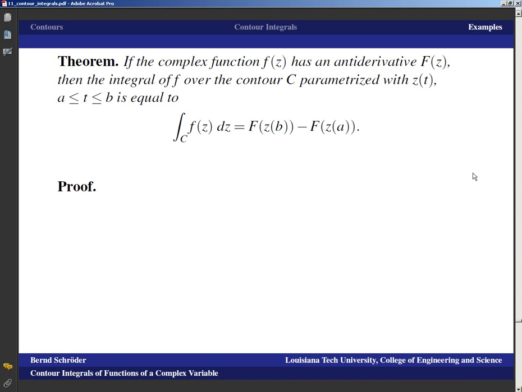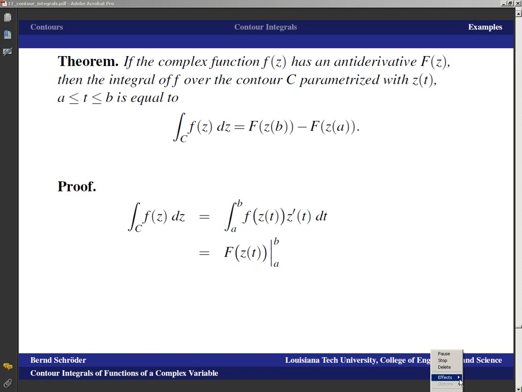And the proof goes through the fundamental theorem of calculus. We take the integral of f of z dz, which is the integral from a to b, f of z of t times z prime of t, and that's just F of z of t from a to b.